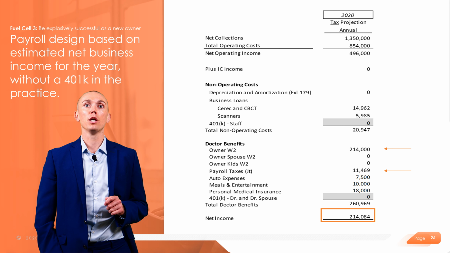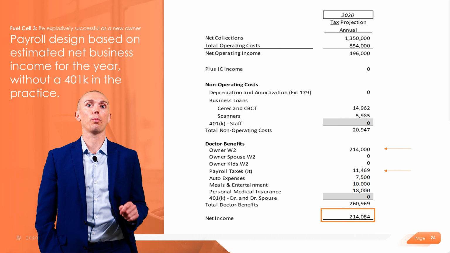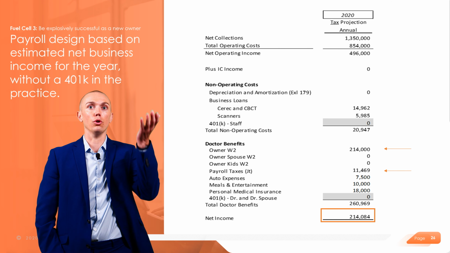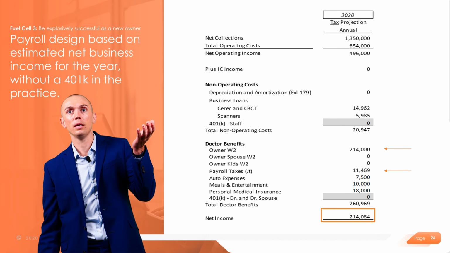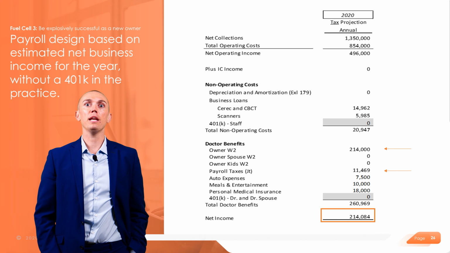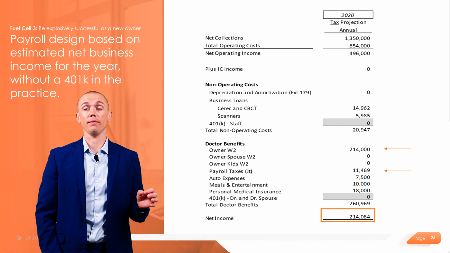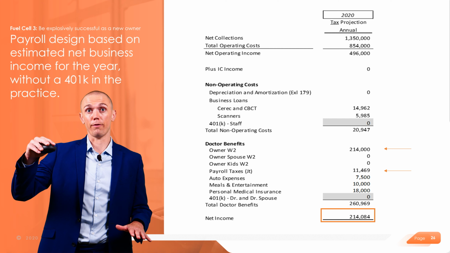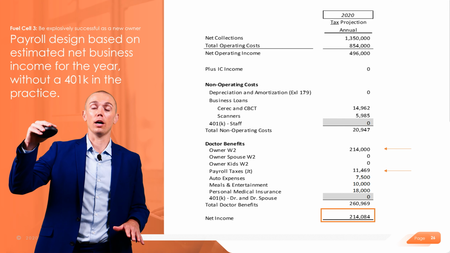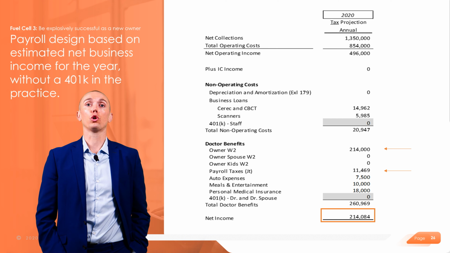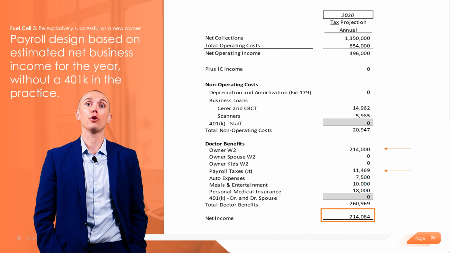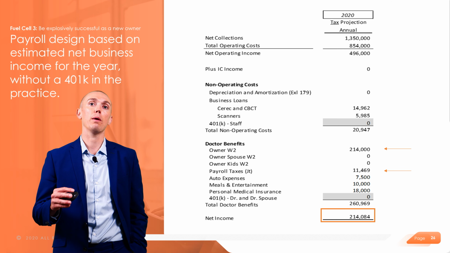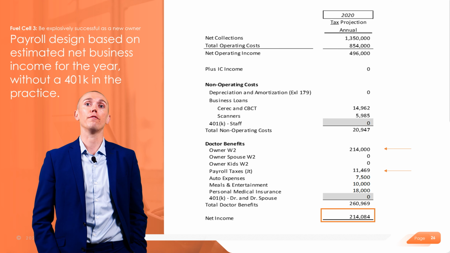$214,084. Now remember, your W-2 is also an expense to the corporation. So the more you pay yourself in W-2, the less your business income is going to be. Now there are benefits to keeping your net business income higher under the new tax code, aside from the FICA tax savings, right? Lower W-2 equals lower FICA taxes. Higher business income is also a fairly good thing to have as long as you're within the phase-out ranges under the new tax code, because you get what's called a qualified business income deduction, or QBI for short.